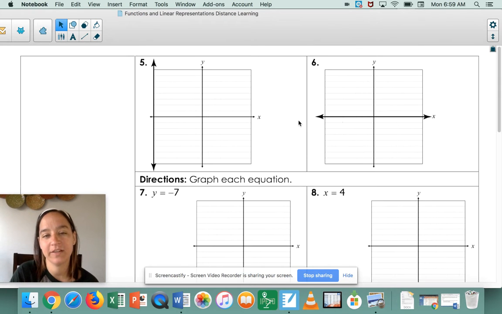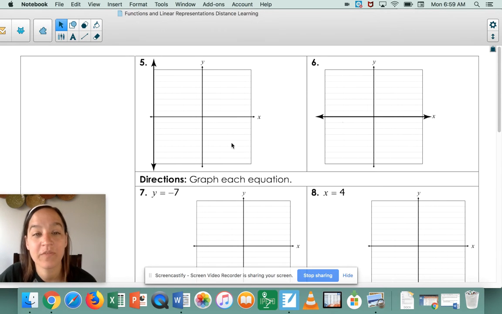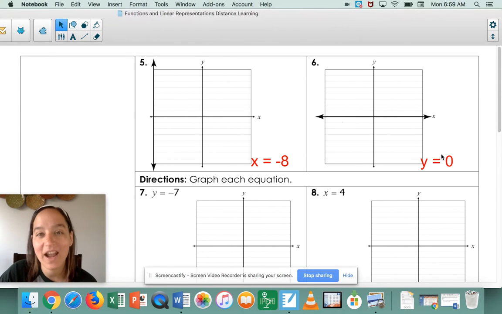So if you look here, number 5, I want you to tell me what you think it is. So pause or just shout it out. What's number 5 and what's number 6 going to be? Hopefully you hit pause. You figured it out. Number 5 is x equals -8. And number 6 is y equals 0.